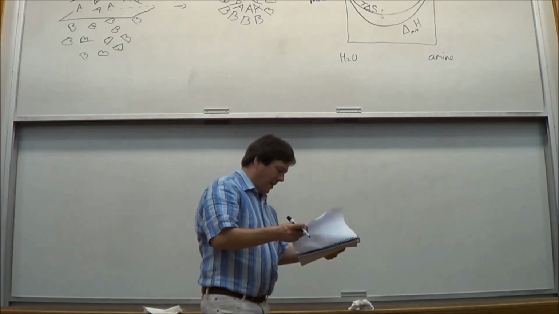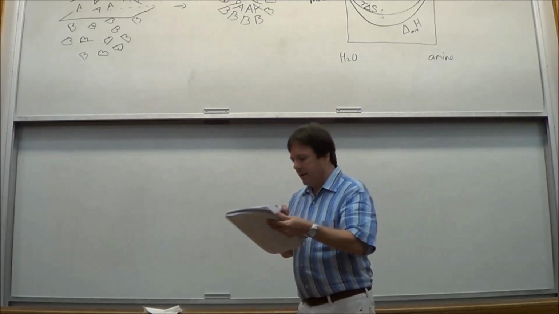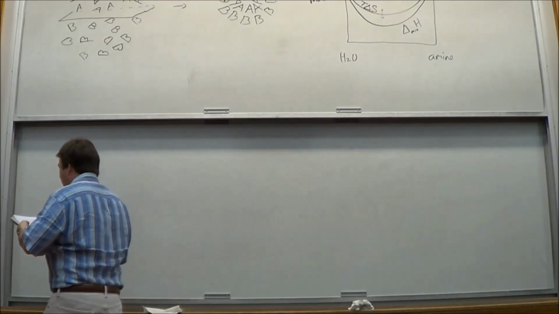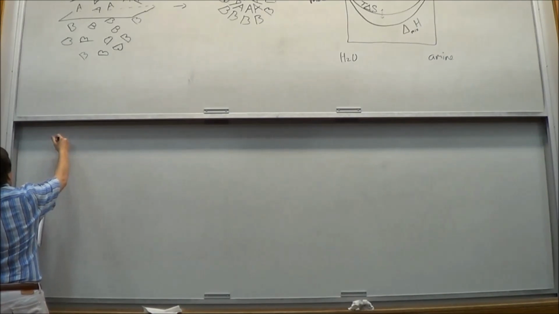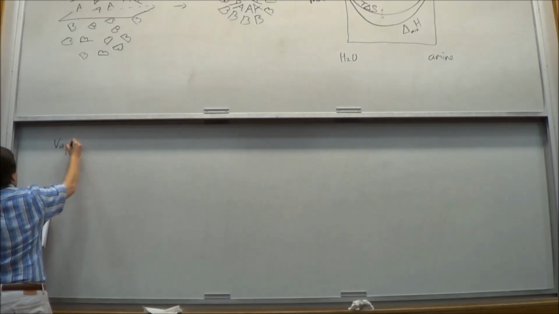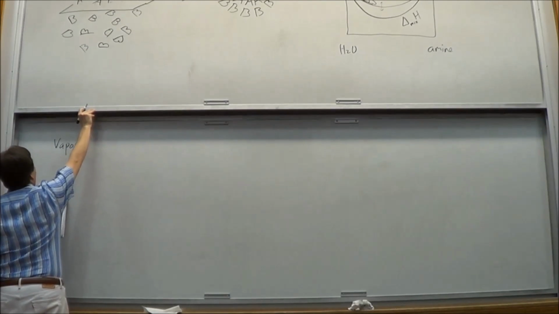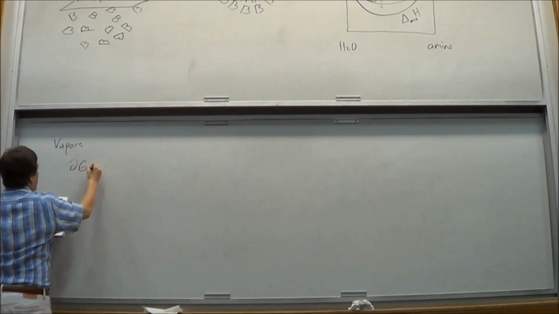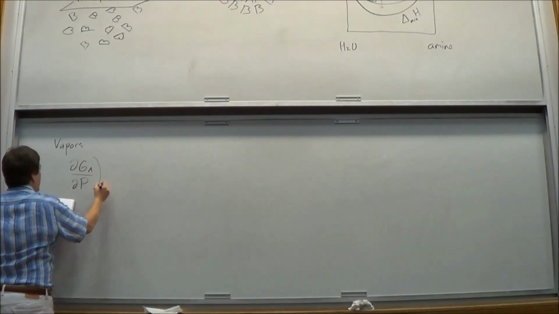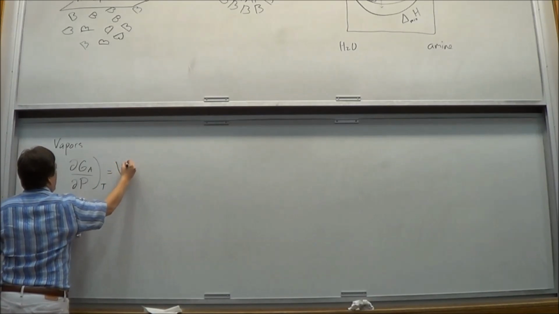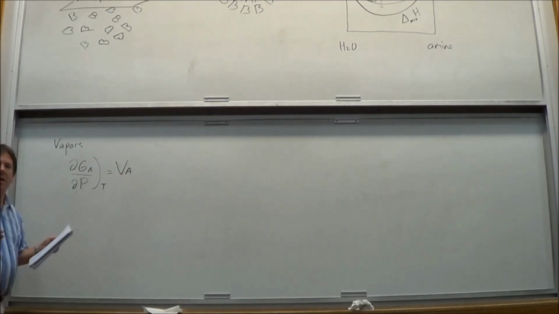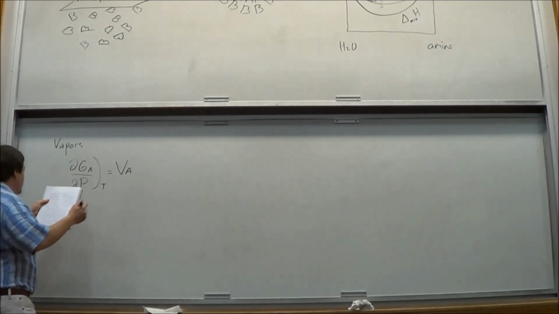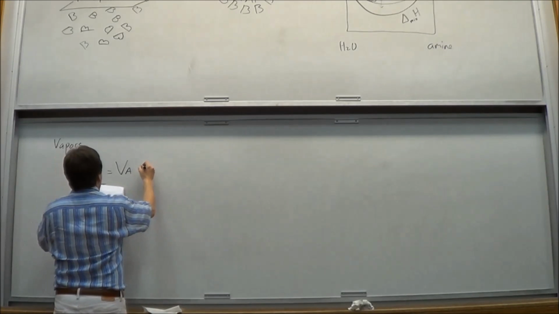Let's go back and think about delta G changes. And to do that, let's actually go back to vapors. So vapors. Now I know that dG, and I'm mixing things, so I better make sure I keep my A's and B's separate. And of course, I'm in a world of constant temperature. We've done this a while ago. You know this.